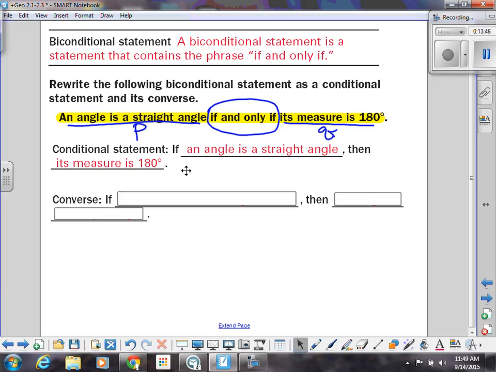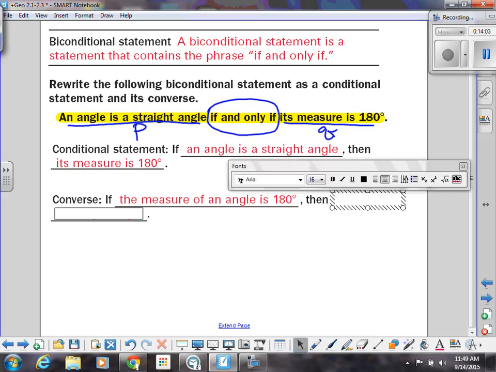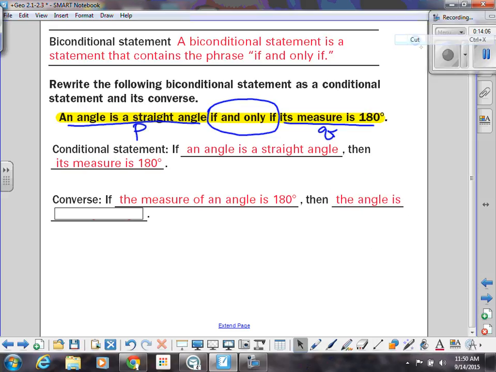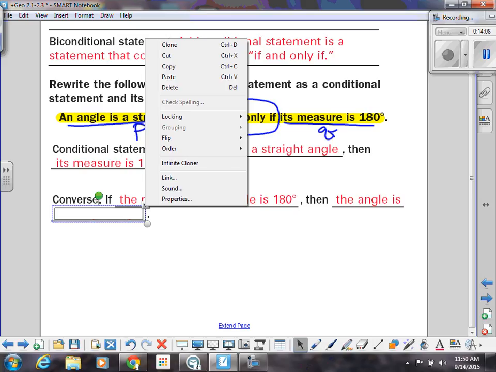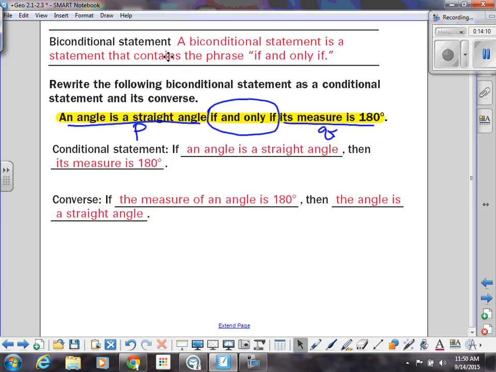What would the opposite look like? What would the converse look like? Good. The converse just means we switch: if Q, then P. So if the measure of an angle is 180, then the angle is a straight angle. So that one statement in yellow represents both of those things, which is why we write it, because it's easier and quicker.